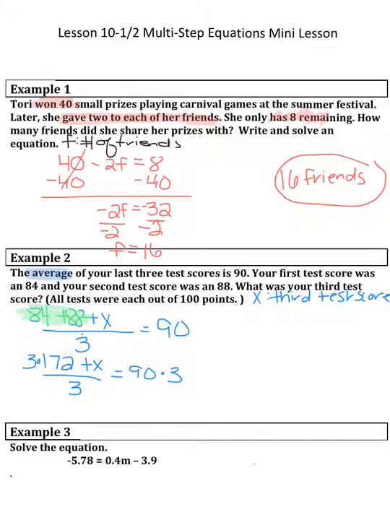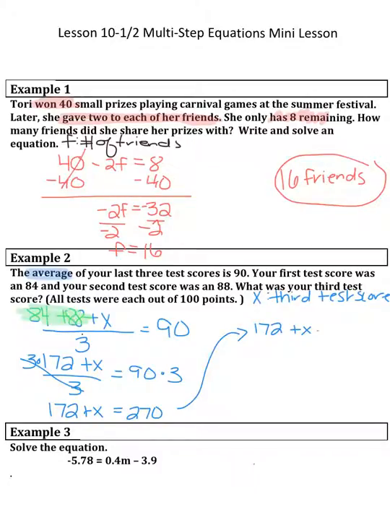And that's going to cancel out that denominator right there. Okay, so we have 172 plus x equals, what is 90 times 3? 270. I'm going to pull this equation up over here. I'm running out of room.